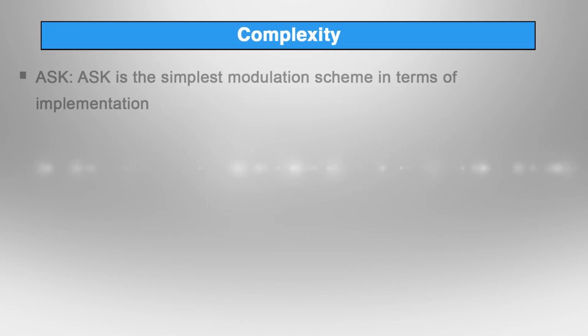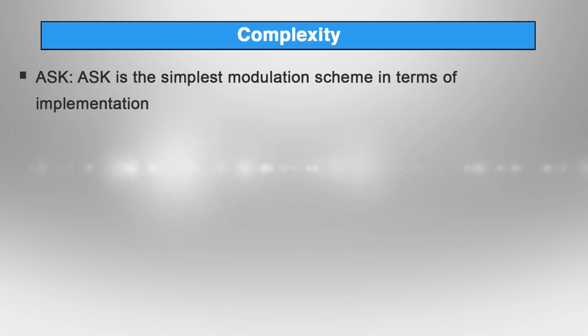Complexity. ASK is the simplest of the modulation techniques with a straightforward circuitry for both modulation and demodulation. Its simplicity makes it cost effective and easy to implement. Due to its low complexity, ASK is used in applications where ease of implementation is a priority.